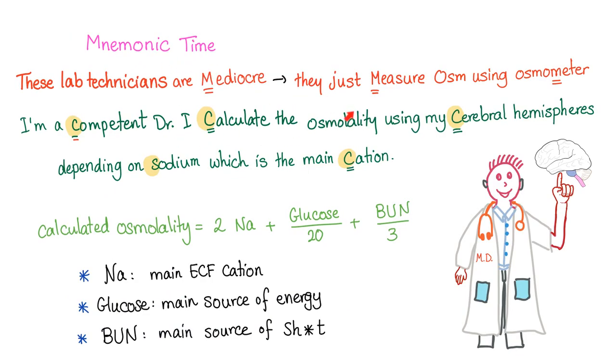Some mnemonics, these are jokes, don't take them seriously. These lab technicians are mediocre, I'm joking, okay? They just measure the osmolality using the osmometer. This is your measured osmolality. But I am a competent clinician. I calculate the osmolality using my cerebral hemisphere, depending on the sodium as my major cation. The calculated osmolality includes three things: sodium, the main extracellular fluid cation, glucose, the main source of energy, and BUN, the main source of bleep.